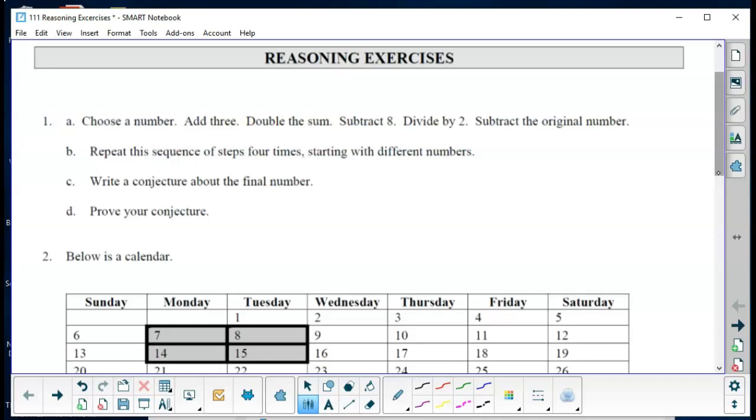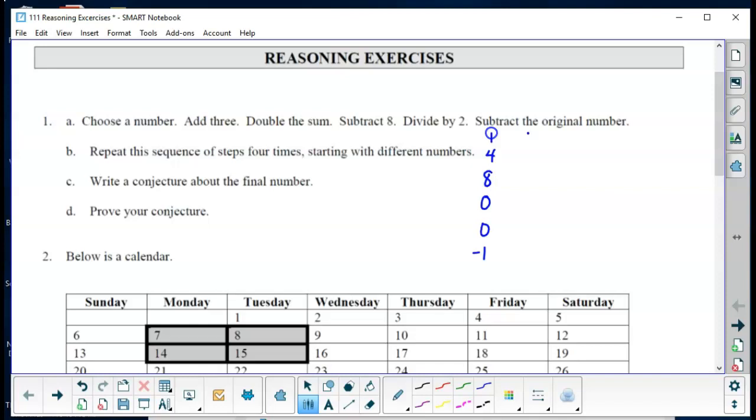If I choose a number like 1, if I add 3, I get 4. Double that, I get 8. Subtract 8, I get 0. Divide by 2, I get 0. Okay? And then subtract the original number is -1. Don't end up with the original number.